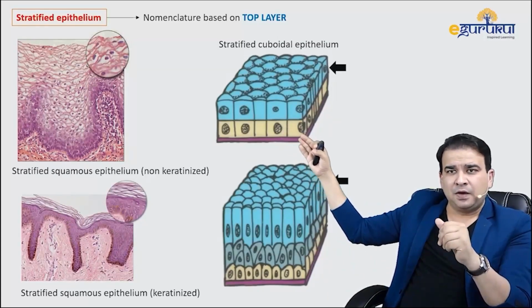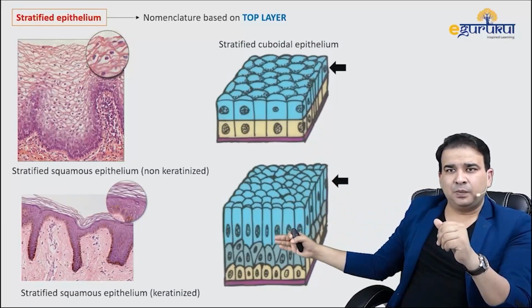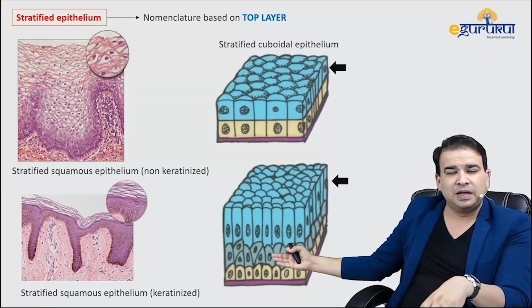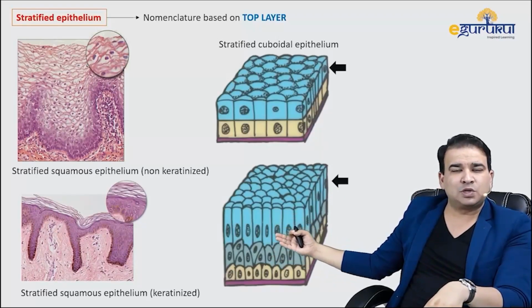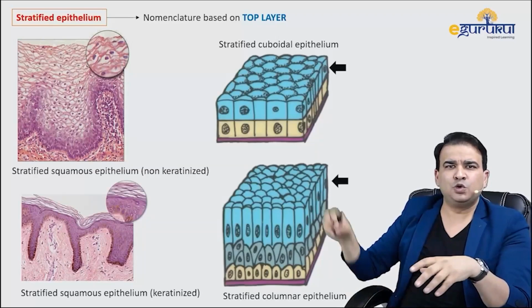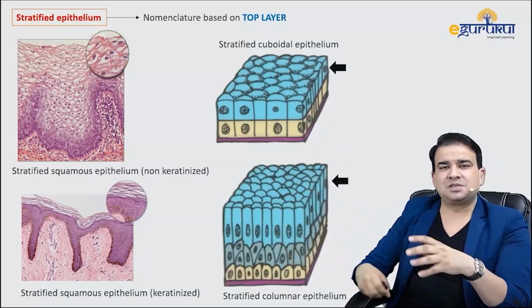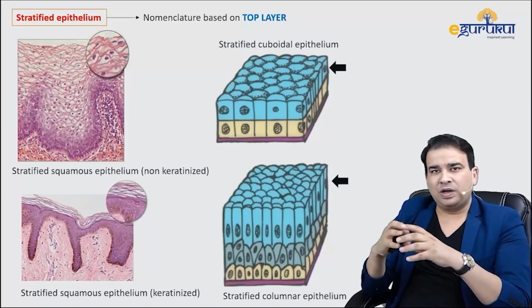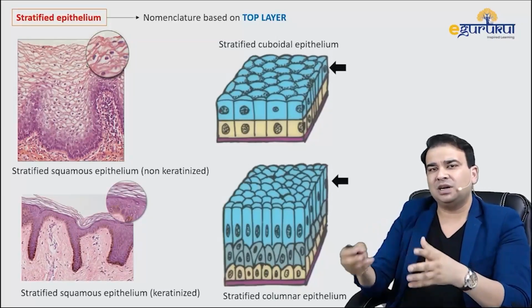Whereas look at this example here, in which the basal layer looks cuboidal, then we have some polyhedral cells in between, but by the time we reach the top, it's columnar. So we call it stratified columnar epithelium. They usually are present in the duct system, the stratified cuboidal and stratified columnar. So that's how we name the stratified epithelium based on the top layer.